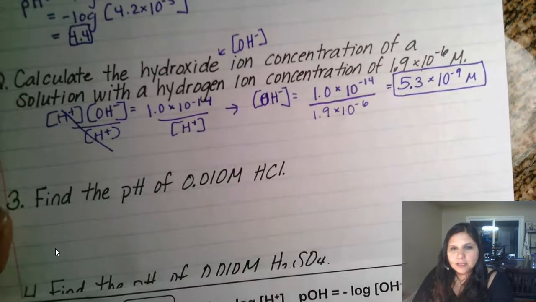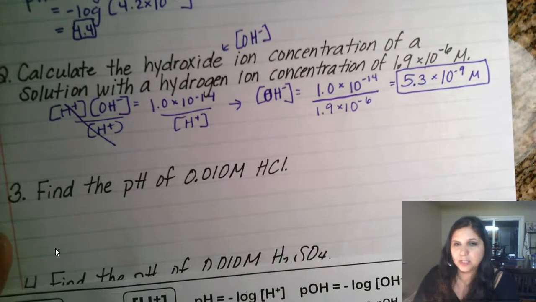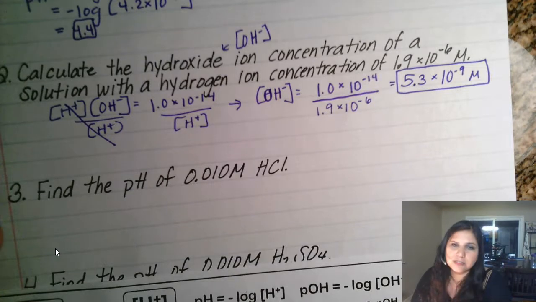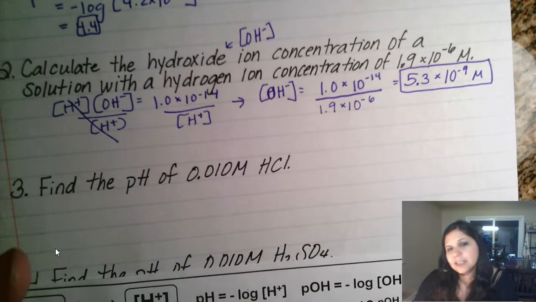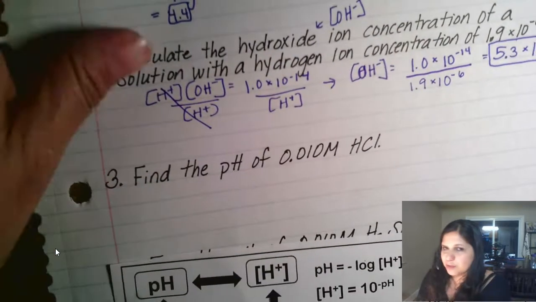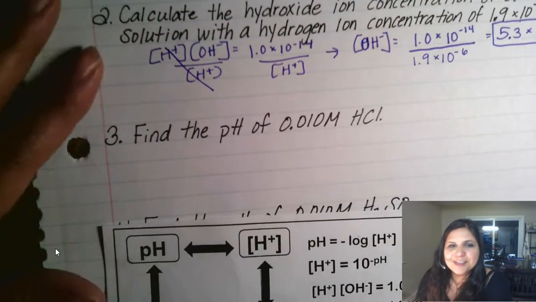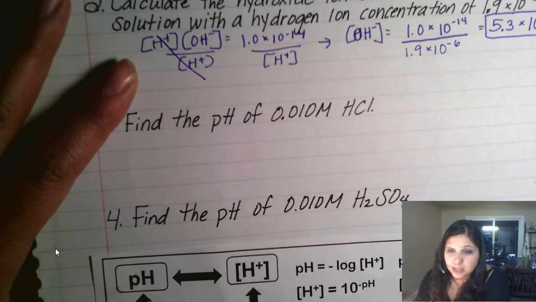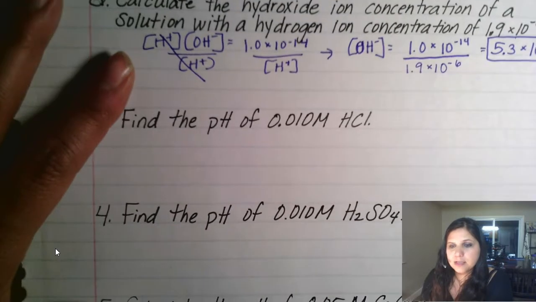All right, so here I've just been giving you the concentrations of things. And so things don't actually really come in concentrations. What they do come in is actual formulas. So, concentrations of ions. So something like this. Find the pH of 0.010 molar HCl.